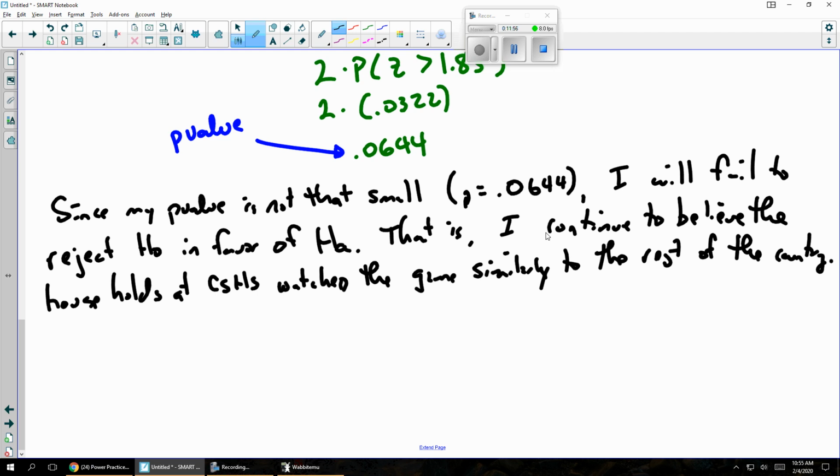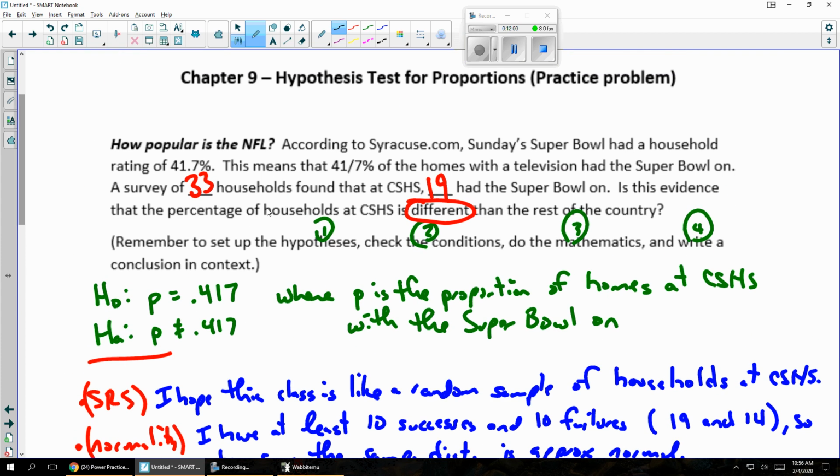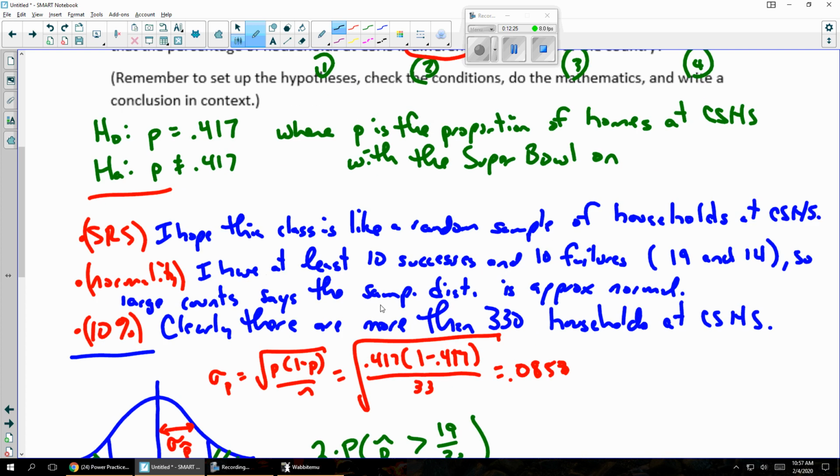Now, I want to ask you a couple of questions about this. So here's my question. What if at the outset I said, this is Texas. I bet people around here watch the Super Bowl more than the rest of the country because we love football here in Texas. And so I got the same data. Would anything on this green part change? Yes. What would change? This HA would change to a greater than. Do I have evidence we watched it more? Okay, would anything on this blue part change? No, nothing here would change.